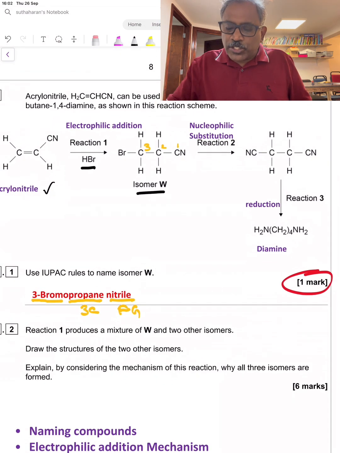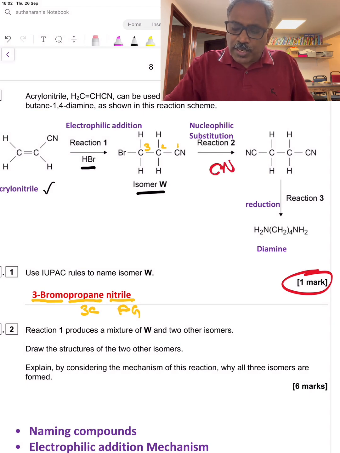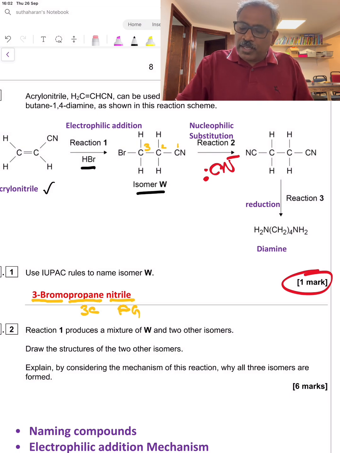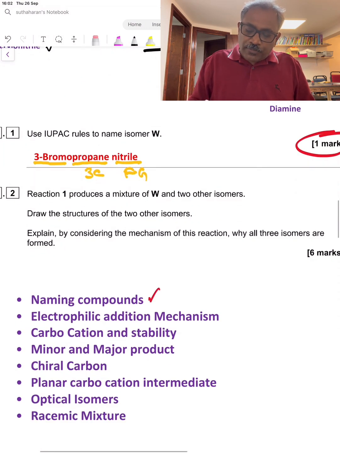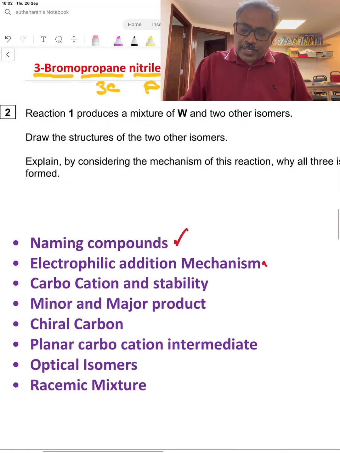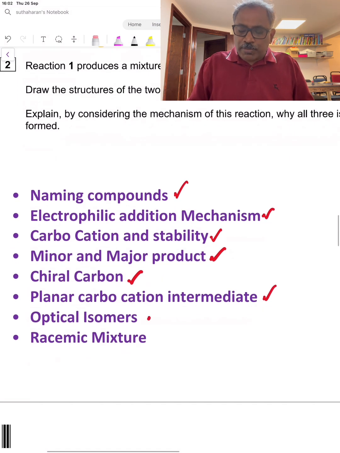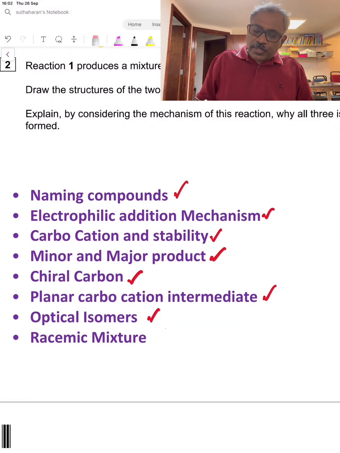Reaction 2 is nucleophilic substitution. The nucleophile is your CN minus, and reaction 3 is reduction of nitrile to a diamine. I'm not going to go through those two, reaction 2 and reaction 3, in more detail. That's in another video. So we already named the compound, and next I'm going to go through the electrophilic addition mechanism and the carbocation and the stability, minor and major product, chiral carbon, planar carbocation intermediate, isomers, optical isomers, and racemic mixture. These are what I want to go through in today's lesson.